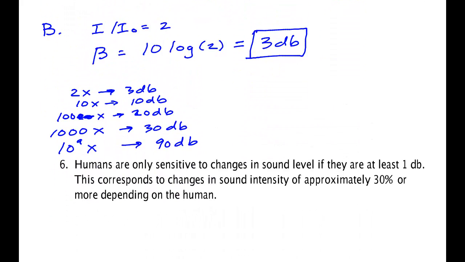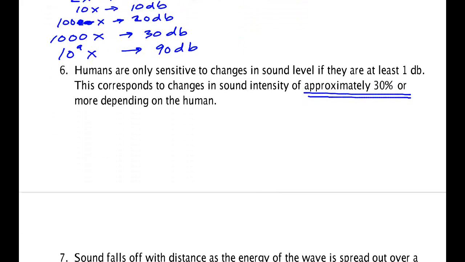Humans are sensitive to changes on the order of about 1 dB, possibly 2. So that means you have to have an increase of approximately 30% to 60% change in the sound intensity in order for you as a human being to notice any change at all. So you're not very sensitive.